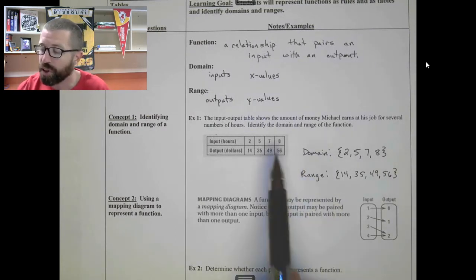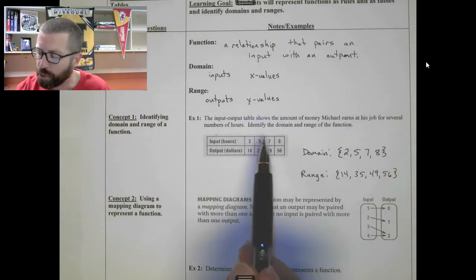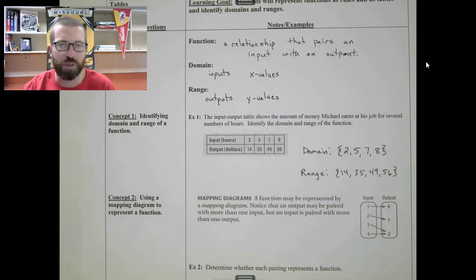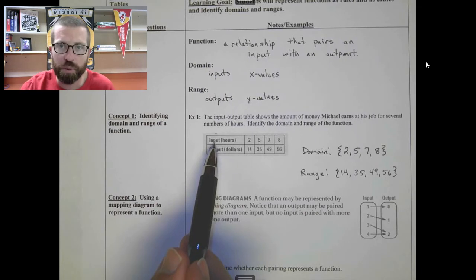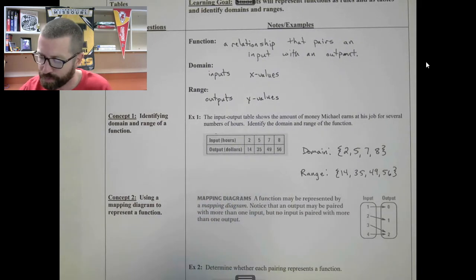Now, if we were to extend this to the real world, in this example the domain could actually be more, because maybe he could work 2.5 hours or 3 hours, and then the amount of money he earns would change. But here we're just going to go based on the table. The inputs are those possible hours, and the outputs are those dollars.